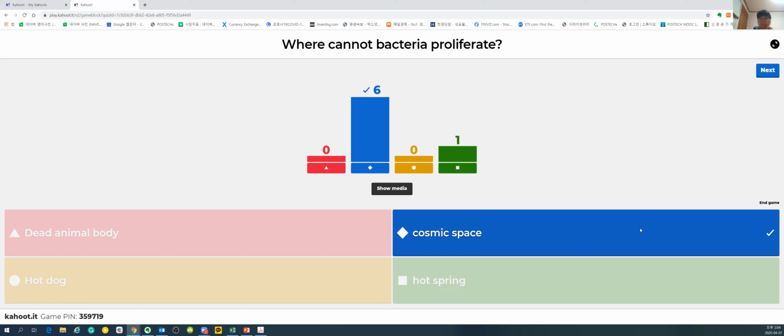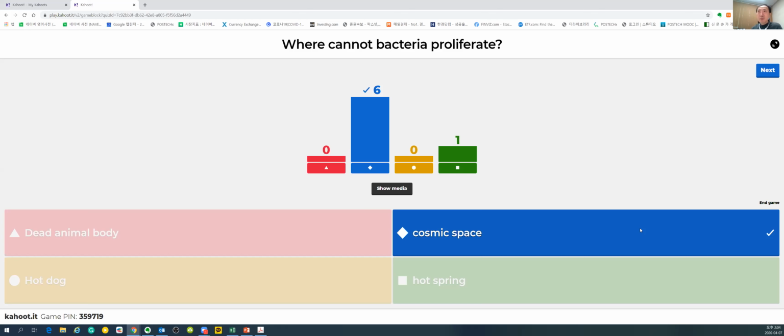And proper temperature is helpful, but we could find some bacteria even in hot springs, up to 70 degrees, almost near the boiling point. In hot springs, they can still survive. So in a hot dog or a dead body, if there are nutrients, they can survive and then they can proliferate.